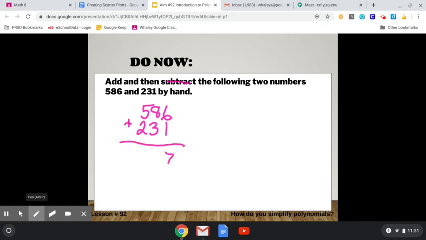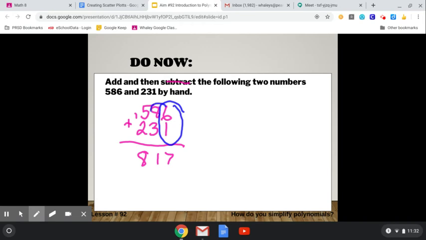And I think we get 817, if I'm doing that correctly. Now, why do I have you do this as today's do now? Because what I want you to notice is just instinctively, we added the 6 and the 1. But if we think about why we did it, it's because they're both in the ones place. They're both the same type of number.